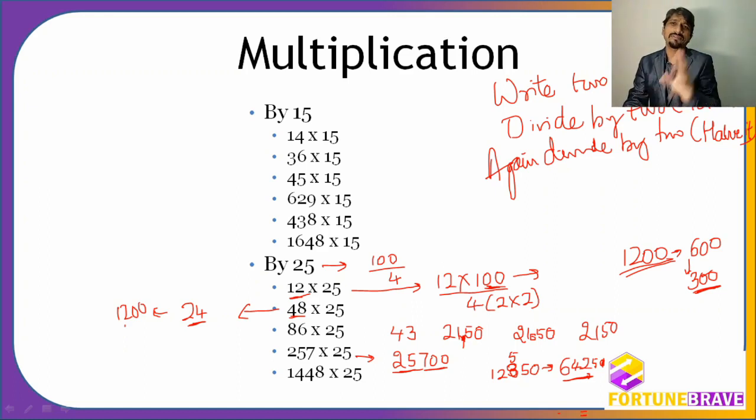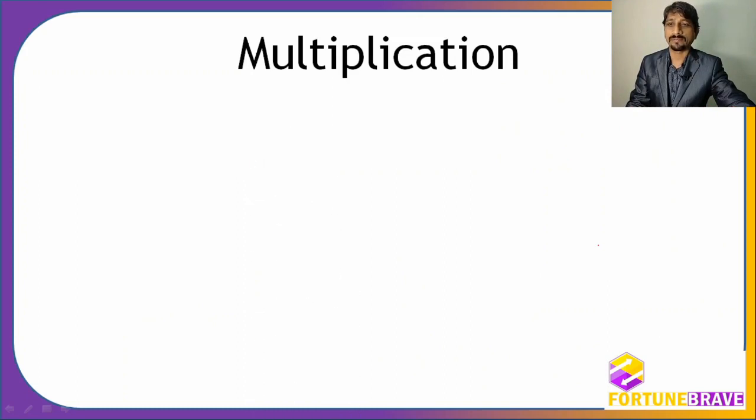So what have we done till now? For 9, add a 0 and subtract the number. For 8, add a 0 and subtract double of the number. For 4, double it and double it. For 5, add a 0 and divide by 2, or halve it. Then 15: add a 0, halve it, add them. Then 25: add 2 zeros, halve it, halve it. Is that clear? Now let us go to the next method. So I am removing all these things. Let us go to the next one.